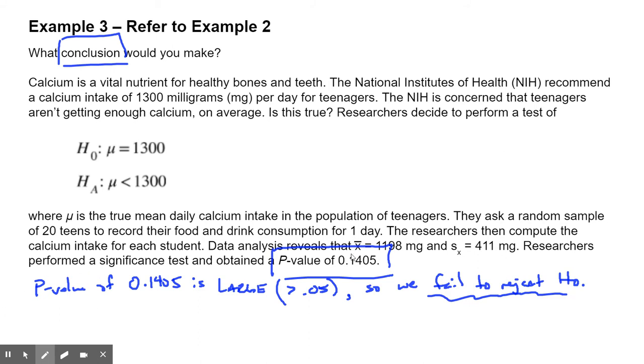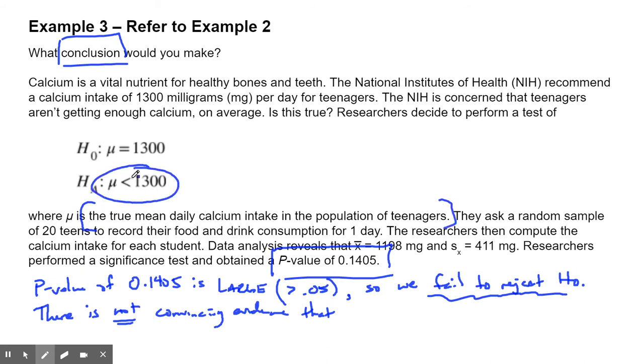What does this mean? Well, if we fail to reject the null, then we did not find convincing evidence for the alternative. There is not convincing evidence that, and again, I'm just going to restate what the parameter is, and I'm going to use the inequality from the alternative because we're trying to find convincing evidence for the alternative. Either there is convincing evidence for the alternative and we reject the null, or there's not convincing evidence for the alternative and we fail to reject the null. Here I failed to reject the null, so there's not convincing evidence for the alternative.